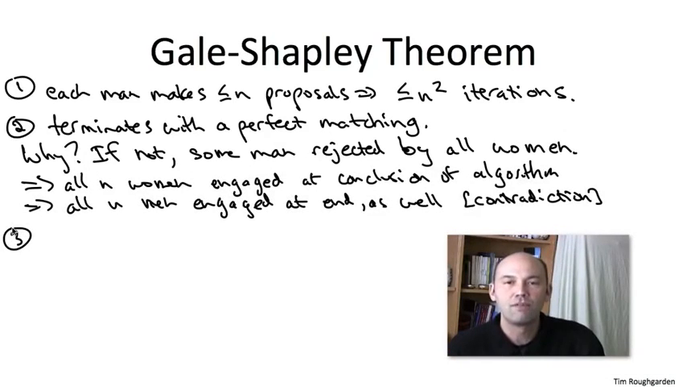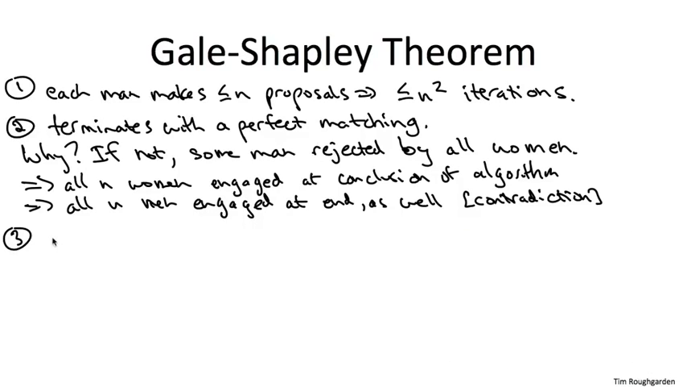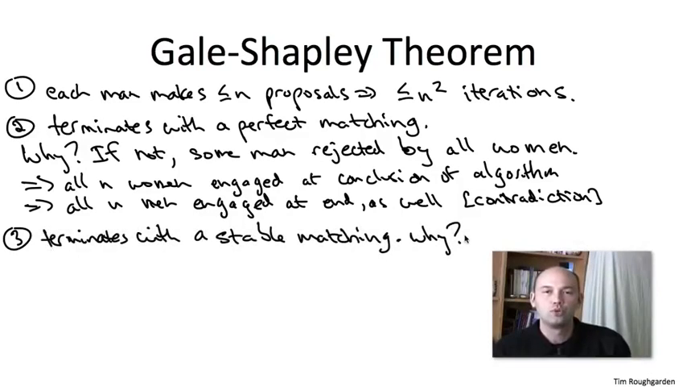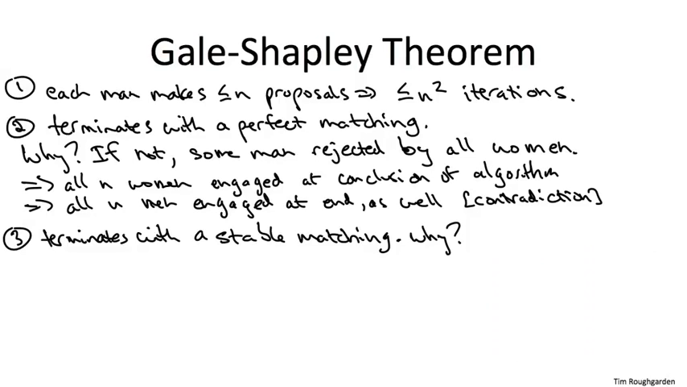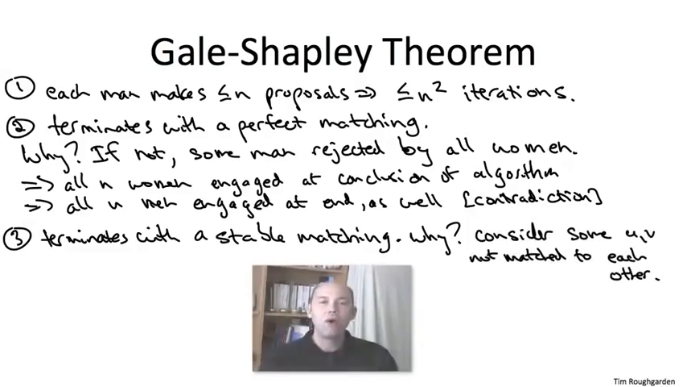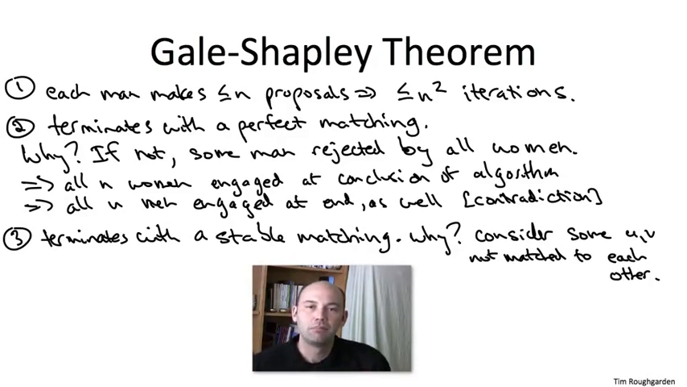Finally, why is the perfect matching computed by the Gale-Shapley proposal algorithm not just perfect, but more generally stable? To see why this is true, let's prove that there's no blocking pair. That is, let's consider an arbitrary unmatched man U and woman V. Now, either the man U proposed to the woman V at some point in the proposal algorithm, or he didn't. Let's treat those two cases separately.